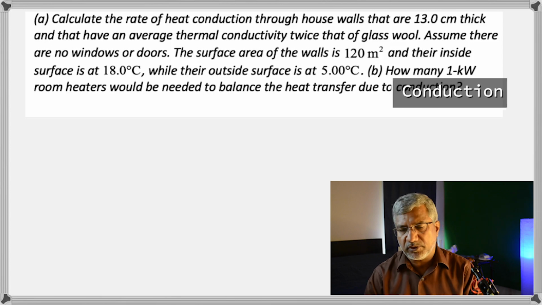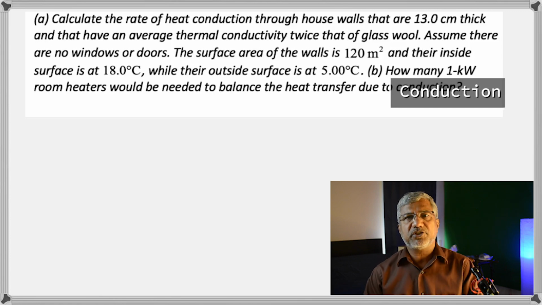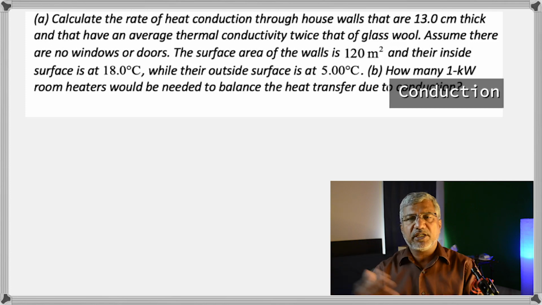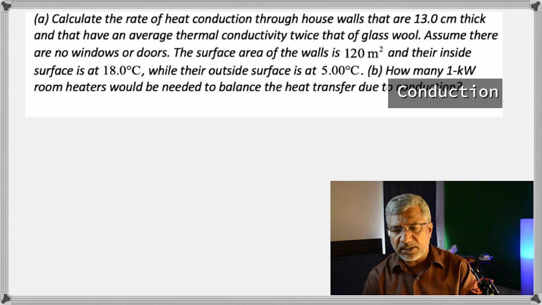Assume there are no windows or doors, just to make things easy. The surface area of the walls is also important. I forgot to mention that. Because if the wall is bigger, then there is more area for the heat to come in. So the area, and the inside surface is at 18 Celsius, outside is at 5.